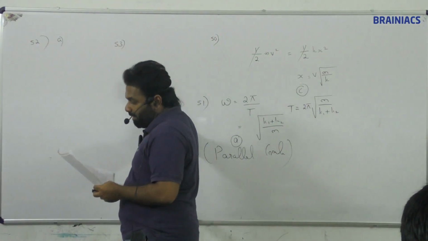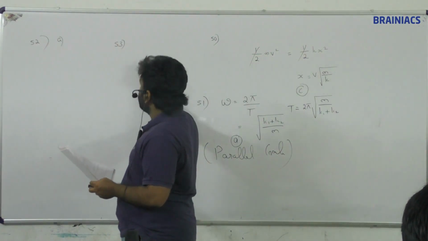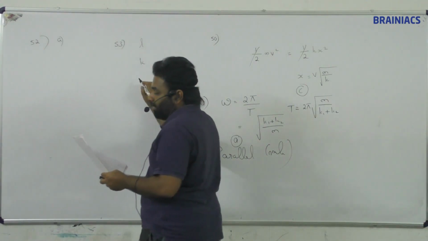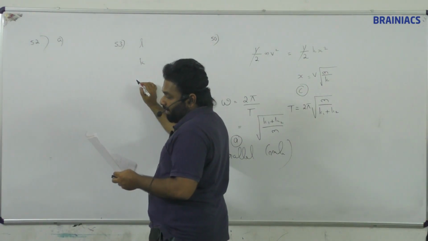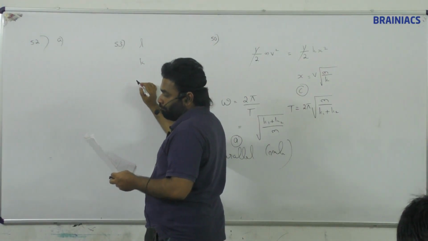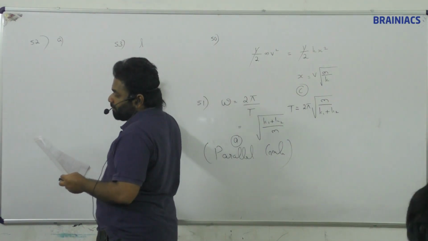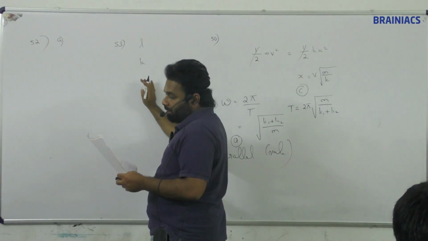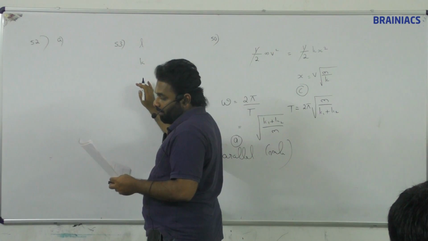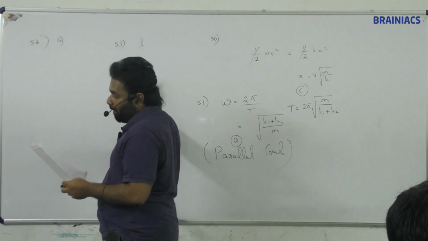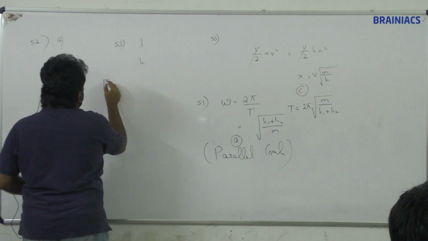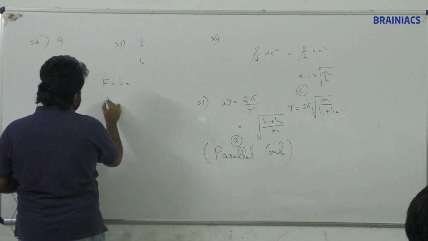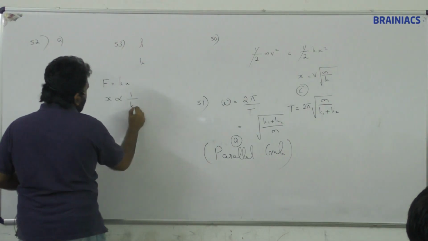The length of the spring is L, force constant K. When a weight W is suspended from it, its length increases by x, the elongation. If the spring is cut into two equal parts and put in parallel, and the same weight is suspended from them, the extension will be? So F is equal to Kx. So we can say x is inversely proportional to k.